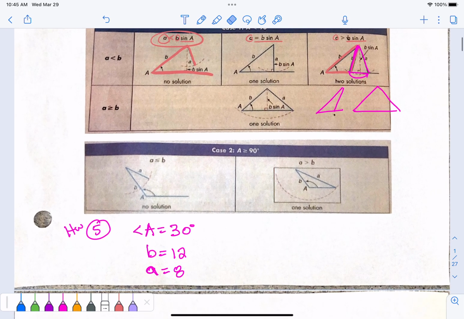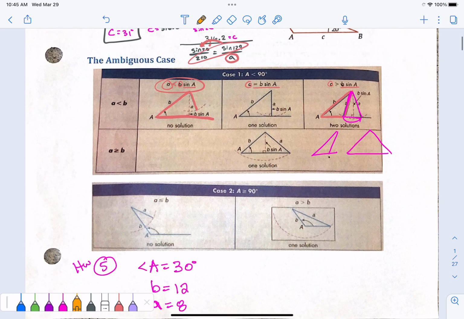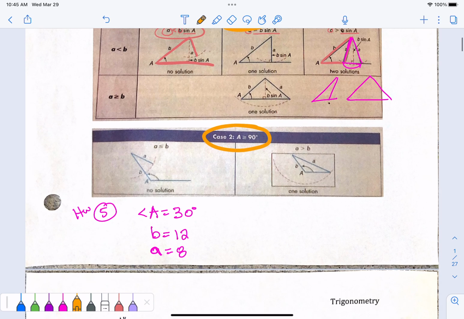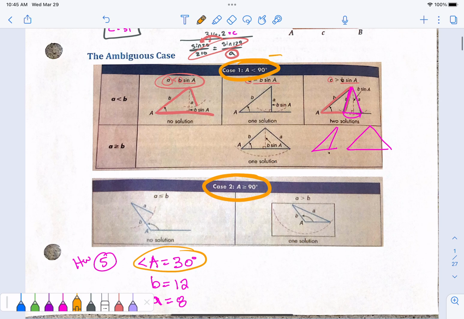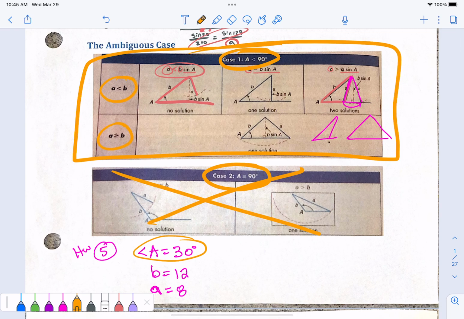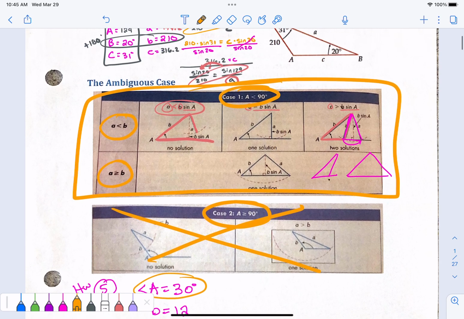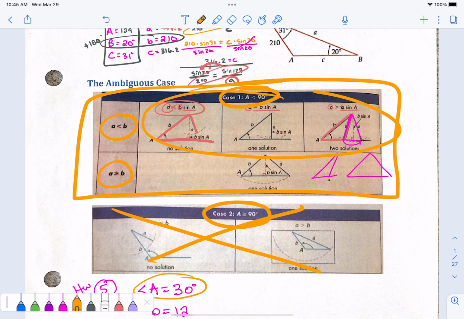All right, so here's the deal. We have to decide. First thing we have to decide: is angle A less than 90, or is angle A greater than 90? Less than 90, right? Angle A is 30 degrees. So we're in this top box right here. We're going to cross off this one. We're not going to use that information. Now we have to decide, is little a less than b, or is little a greater than or equal to b? So we're looking at these 3 scenarios happening.